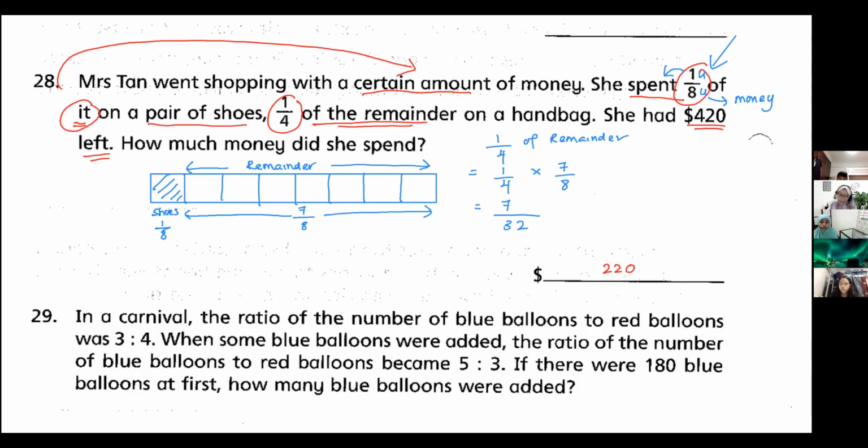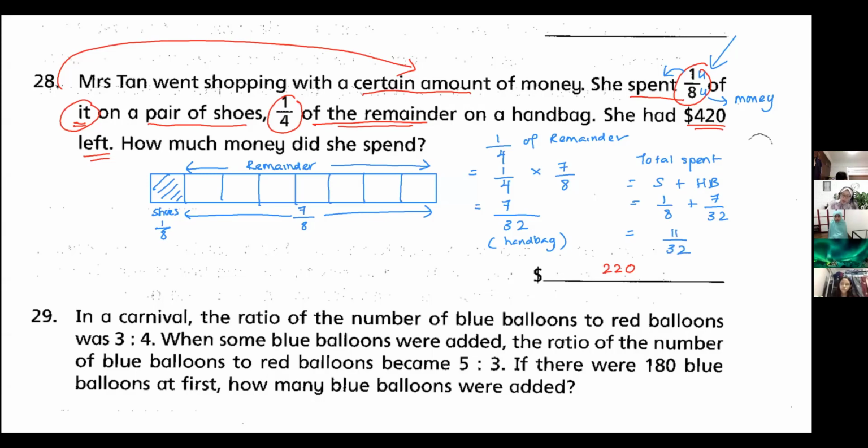Now we're not done. I want to know the total spent. This 7/32 is the handbag. So total spent means shoes plus handbag. Shoes is 1/8, handbag is 7/32. When you add them together, you get 11/32.